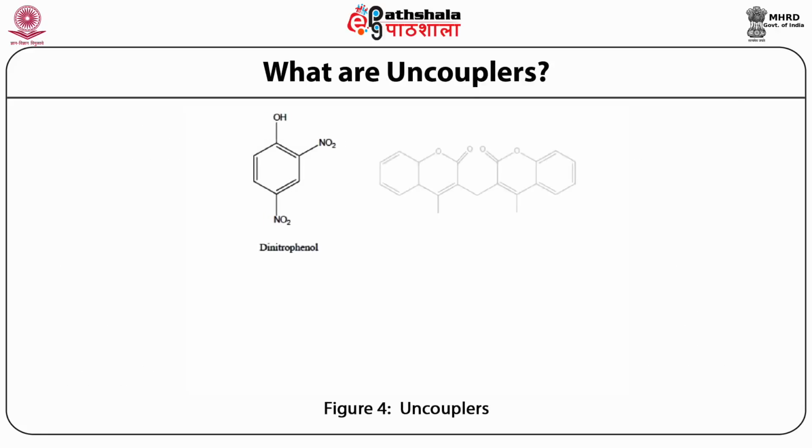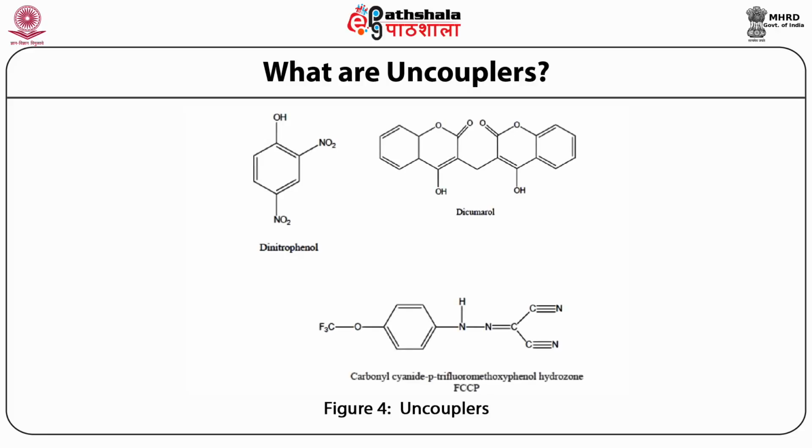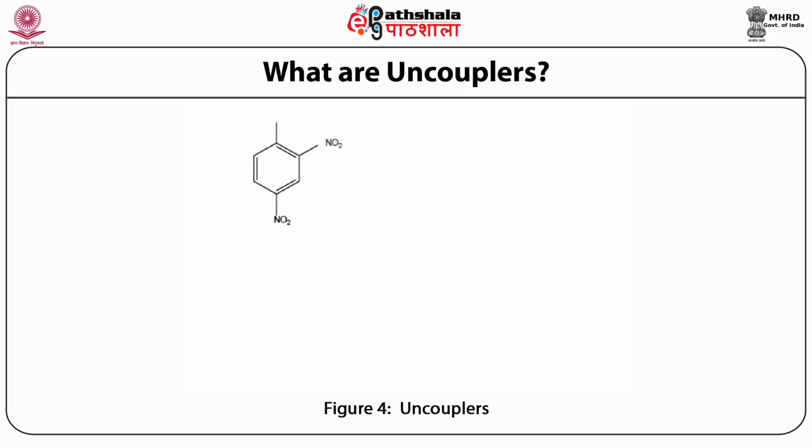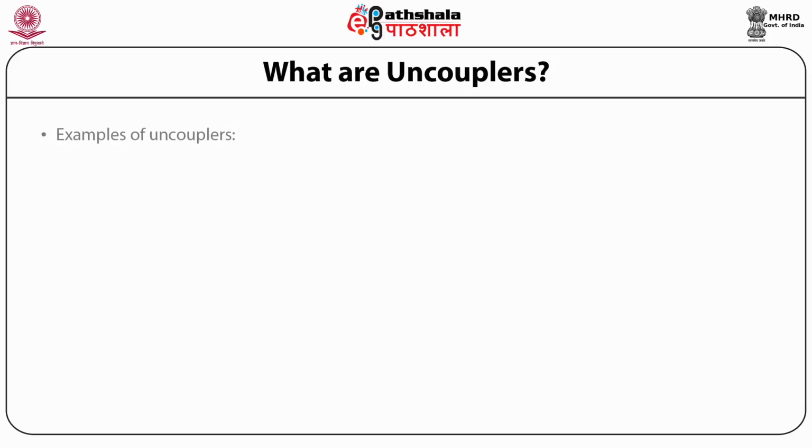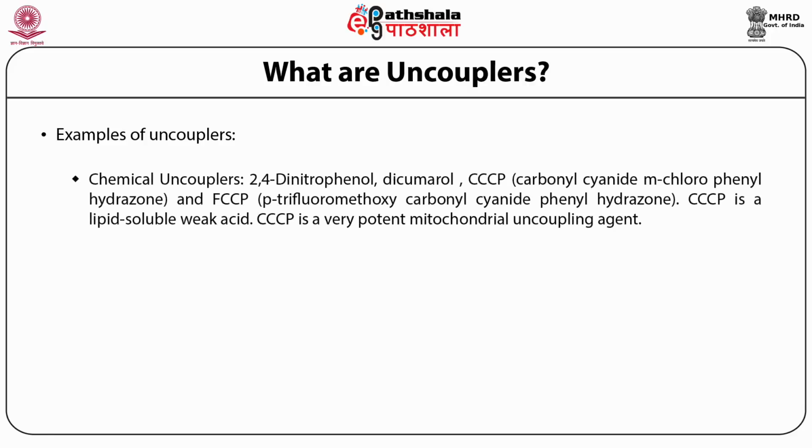These slides give us examples of certain uncouplers with diagrams. Here, the diagram of dinitrophenol and FCCP has been given. We already went through certain examples of the uncouplers in the previous slide. Chemical uncouplers are 2,4-dinitrophenol, dicumarol, CCCP, that is carbonyl cyanide m-chlorophenyl hydrazone, and FCCP, that is p-trifluoromethoxycarbonyl cyanide phenyl hydrazone.